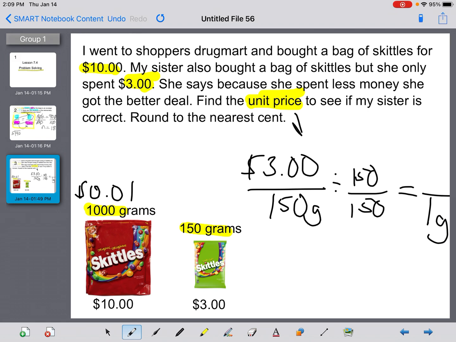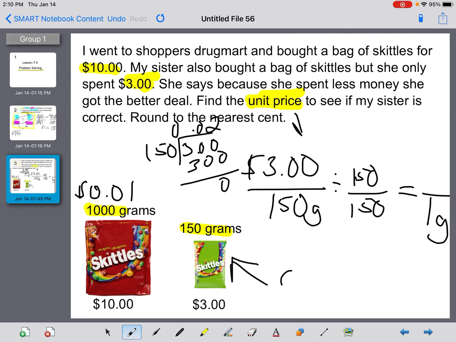Because now it's easy for me to compare, because I can compare the cost of 1 gram with the red bag and 1 gram of the green bag. So then I can do some long division if I want to. Number on top goes in the box. $3 divided by 150. I'm going to place that decimal. It goes in 0, and then it goes in twice. Remainder 0. So now, for this green bag, I found out that the cost for 1 gram is 2 cents.